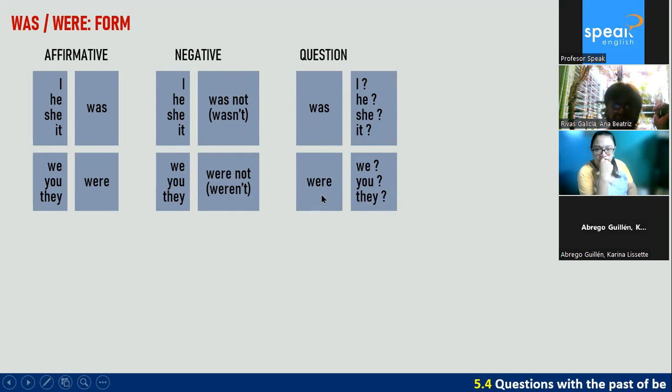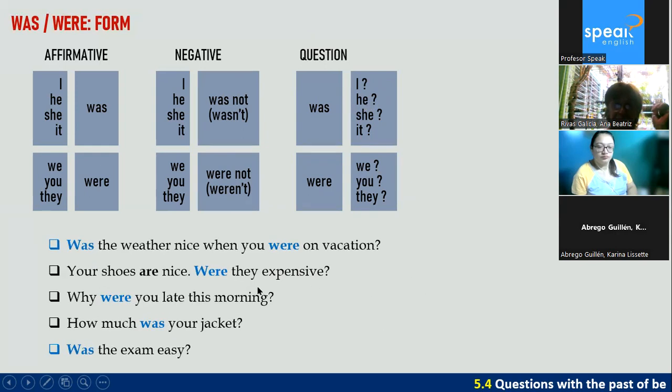So the verb to be comes at the very beginning, and then we have the subject. For example, were you in class yesterday? Was she in class yesterday, right? Was my mother in the house yesterday? Were my classmates in the breakout rooms, etc. So remember that when you ask questions, the order changes, right? There's a switch between the subject and the verb. Some examples are, and can I have a volunteer to read the examples, please?